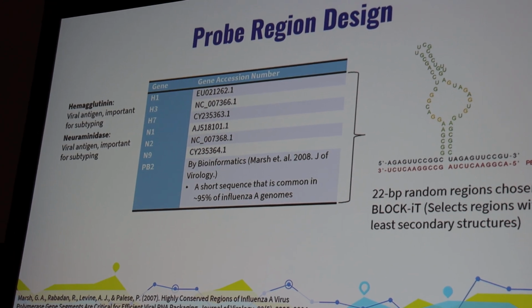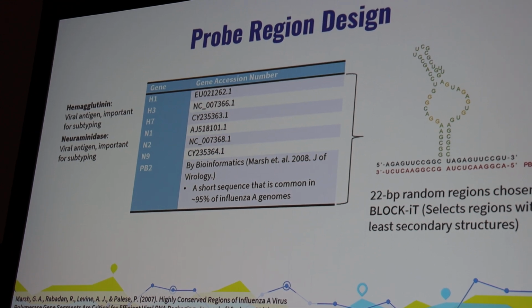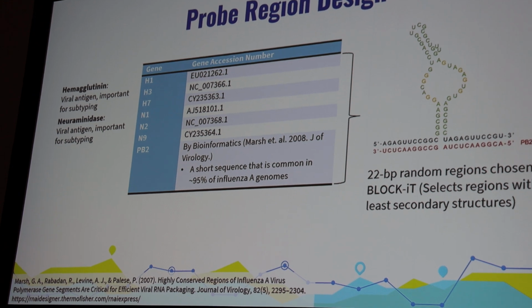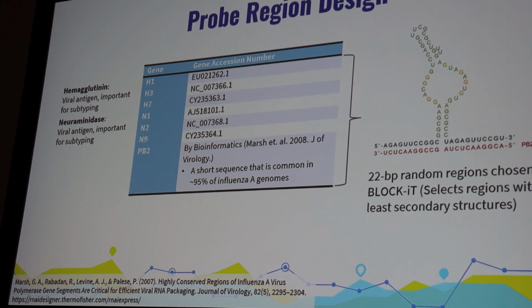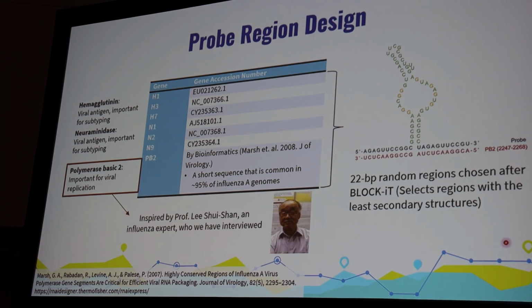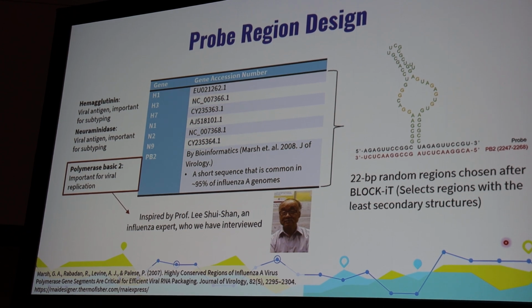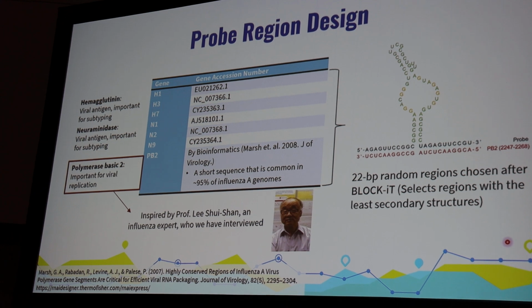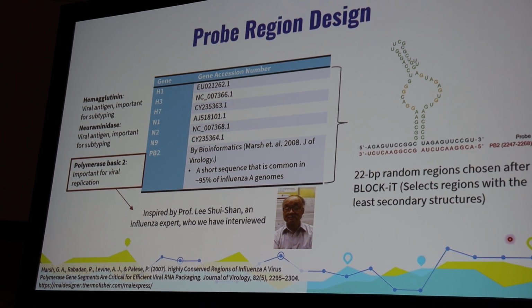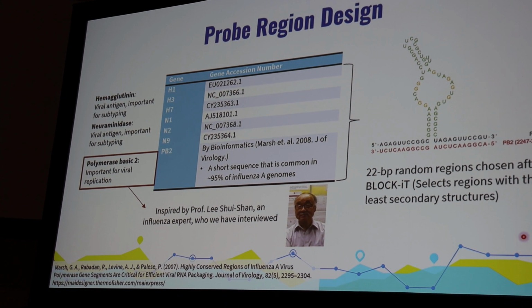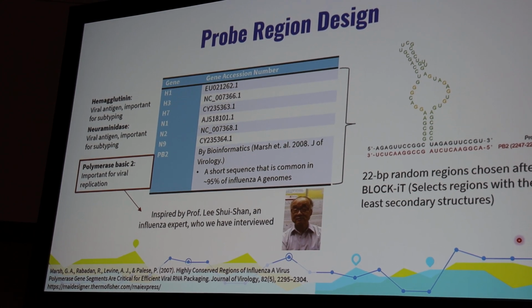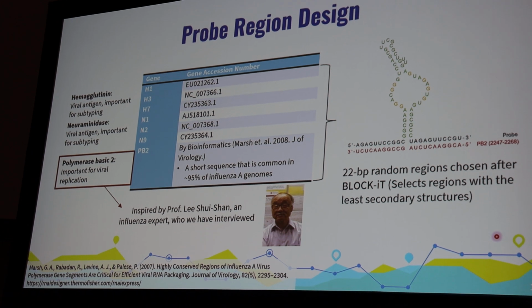So we firstly decided which genes we wanted to detect. We have chosen 3 hemagglutinin genes and 3 neuraminidase genes, which are our antigens that are important for subtyping. And in addition, we also have chosen a polymerase basic 2 gene, which contains a short sequence that is common in about 95% of influenza A genomes. And this is inspired by one of the medical experts that we interviewed, who suggested that we should develop a universal probe for all influenza strains as well.